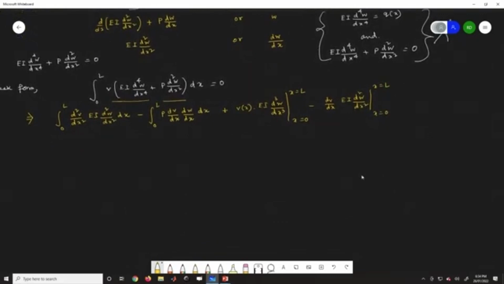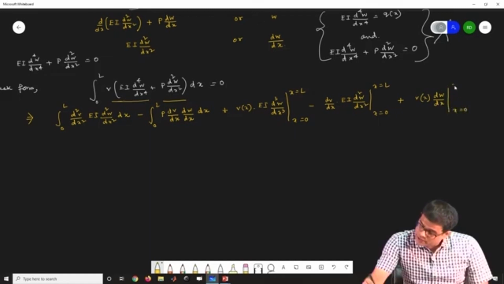So this boundary condition will have plus v(x) into dw/dx. So this is at x equals 0 and x equals L, and this is equal to 0.